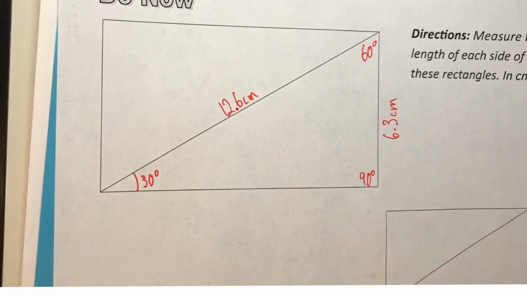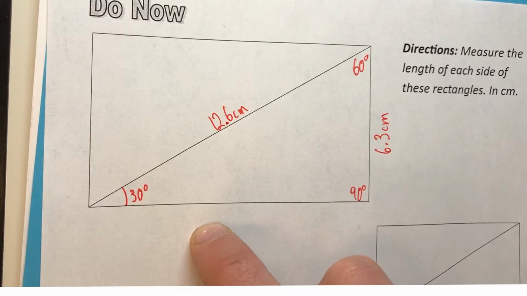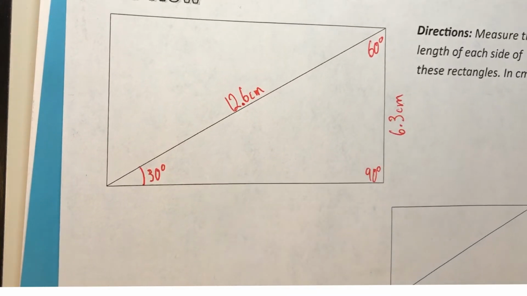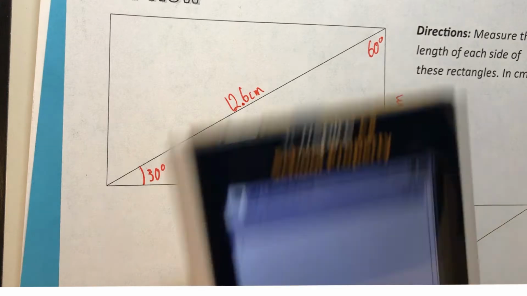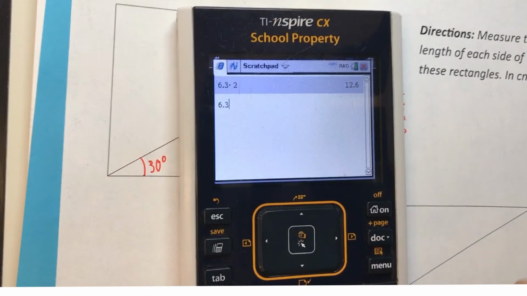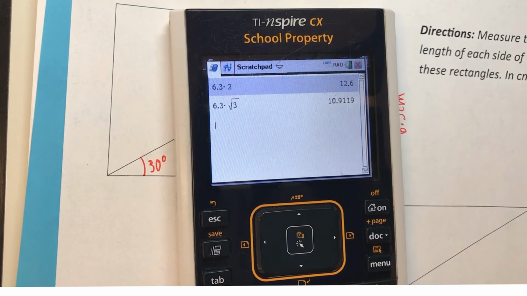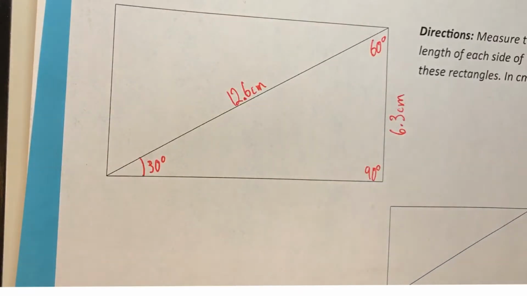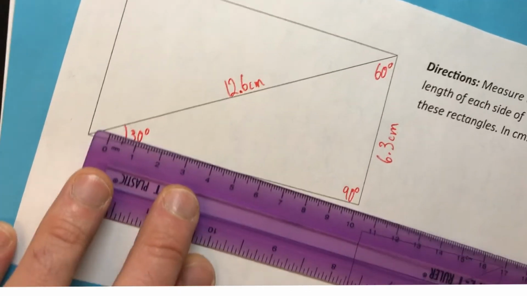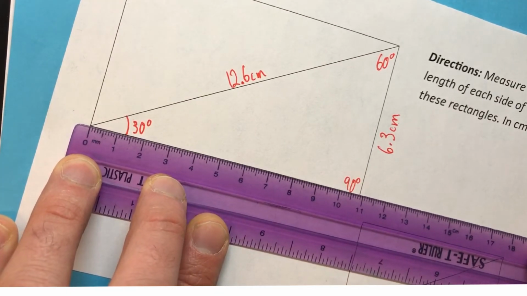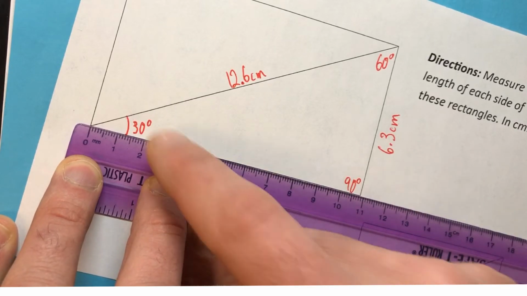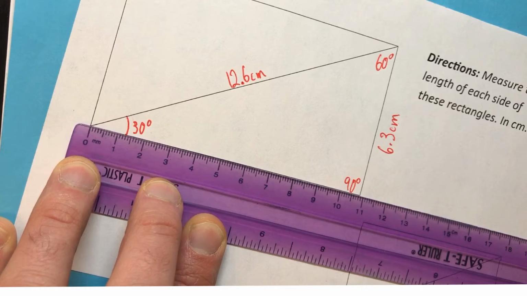And remember the rule going from the short leg to the long leg: times the square root of 3. So if I take 6.3 times the square root of 3, it should be about 10.9. So let's measure it and see how close to that this is. And right there. It's a little bit less, again, because these angles are not exactly right, but it's right there.